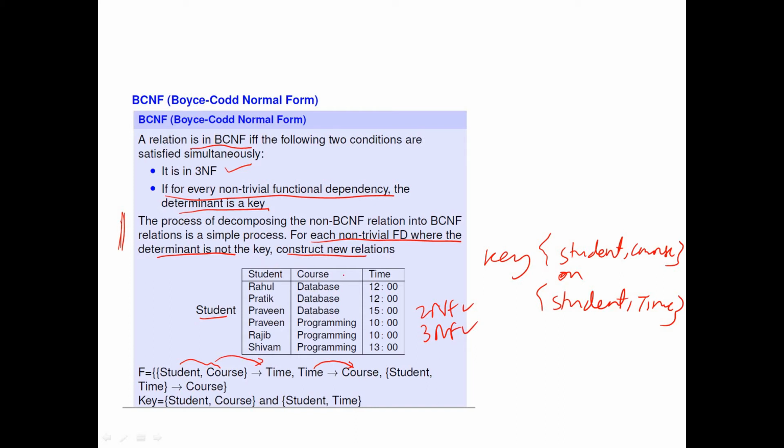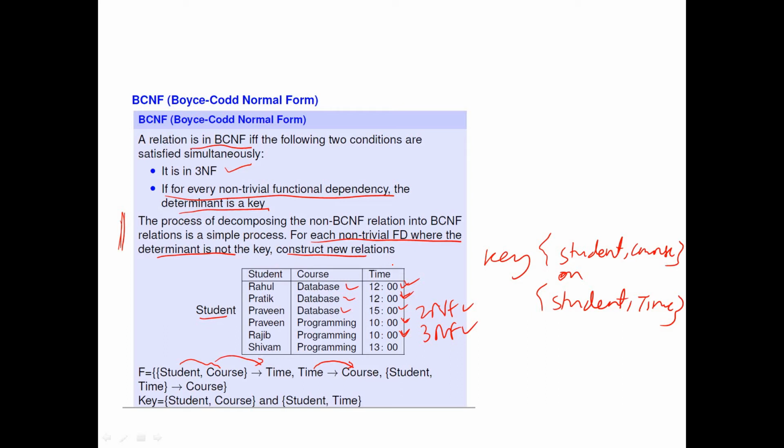But in this case you can see database 12, database 12, database 15. From database to the time there is no dependency, but from the time, 12, to the database it is the same. From 10, I have programming as the subject, which is why the functional dependency from time to course exists. So this problem is there, the redundancy is there, right students? How to deal with this?